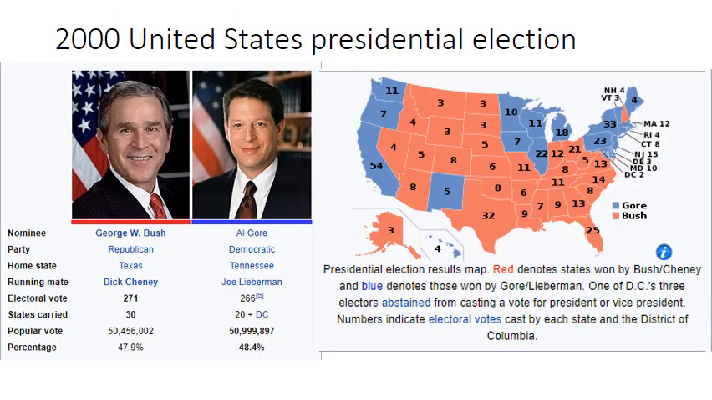In 2000, we had one of the closest and most contentious elections in American history. George Bush defeated Al Gore. Notice only 5 electoral votes is the margin of victory, 271 to 266.